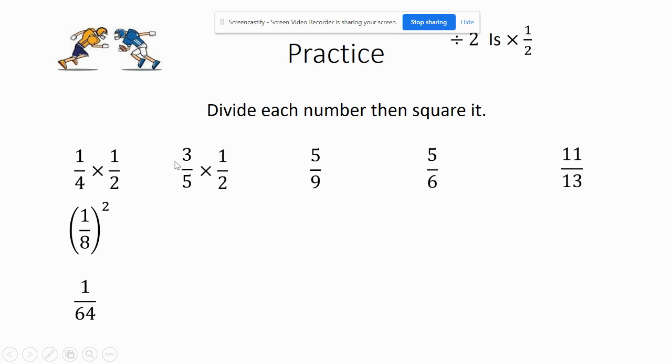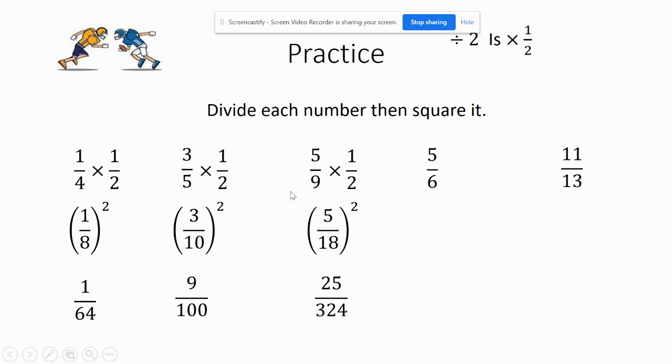So I'm going to come up here and take 3/5 times 1/2, which will be 3/10. And if you take 3/10 and square it, remember square the numerator and denominator, is 9 over 100. Going to come here and take 5/9 times 1/2, which will be 5 over 18. Square to be 25 over 324.